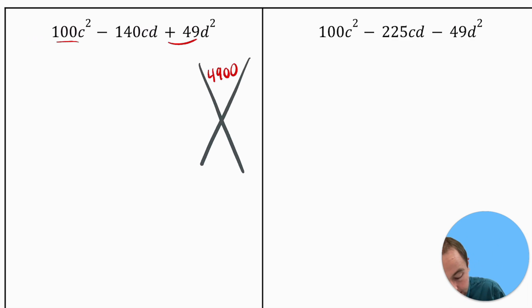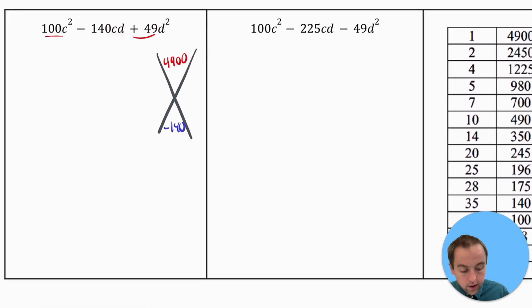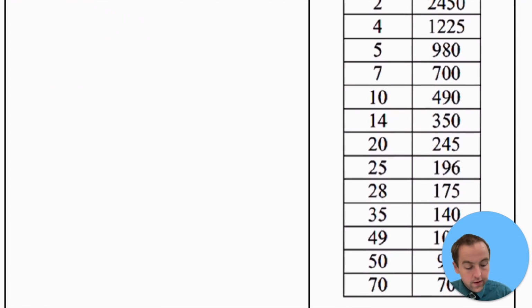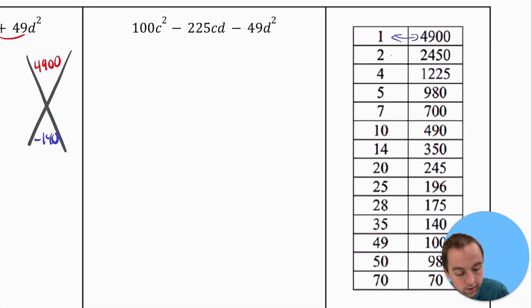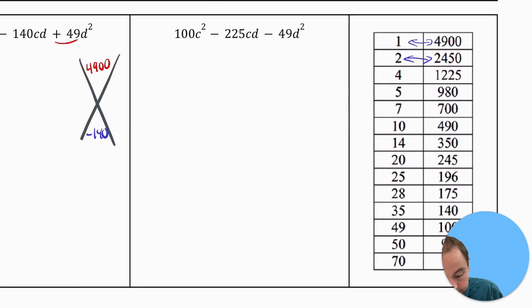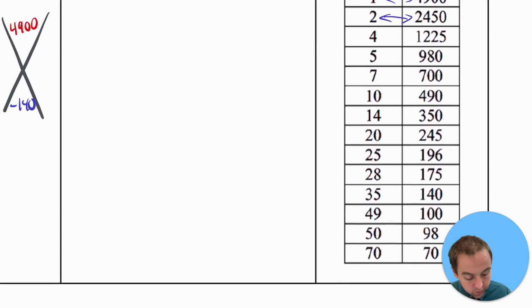But it's going to have to add to be negative 140. Since 49 is such a huge number, I actually wrote all of the factor pairs of 4,900 over here. So you could do 1 times 4,900, or 2 times 2,450, right? But we ultimately want to find the pair that's going to add to be negative 140. So both of them are going to have to be negative.